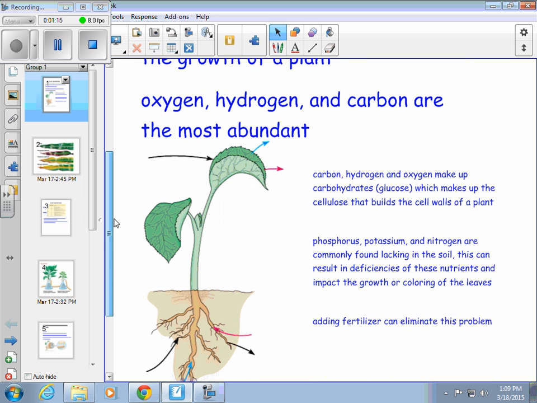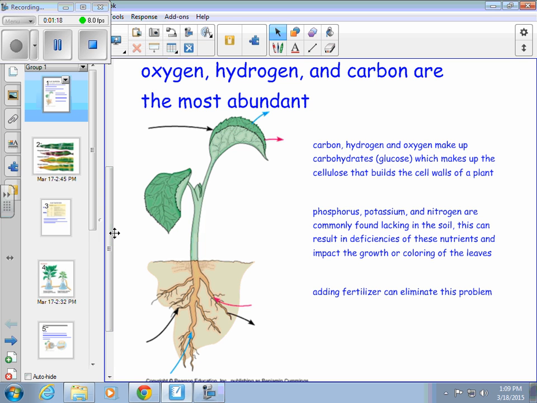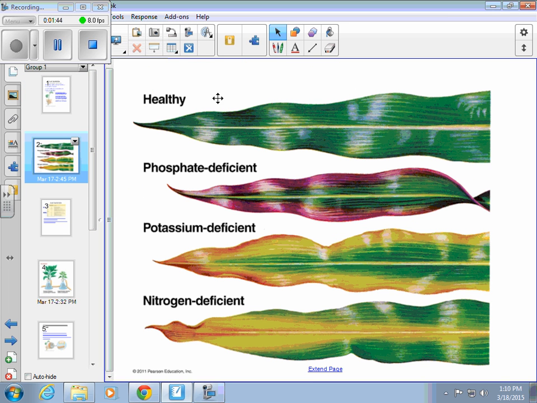Other essential nutrients that are needed for a plant to grow properly are phosphorus, potassium, and nitrogen. It is common for them to be lacking in the soil. Those deficiencies can result in improper growth of a plant or discoloring of leaves. And here's an example of what a healthy leaf would look like, and then what it would look like if it were deficient in one of those nutrients.